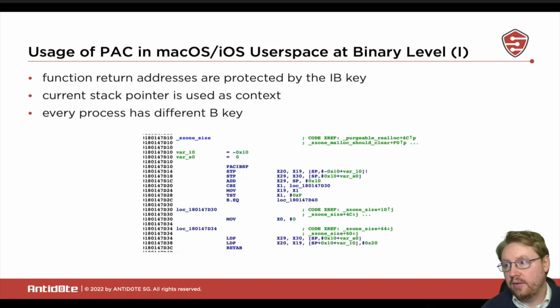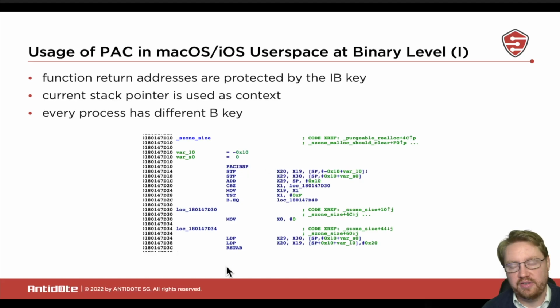Yes. So now let's have a look at how this looks in binary land. As we can see here, this is also from inside libmalloc as a compiled version, and this is from iOS. What we can see here is that it uses pacibsp, which is basically protecting the return address with the stack pointer as context and using the IB key for the protection. Yes, so this is exactly the same that I mentioned earlier, just that this time we use the IB key.